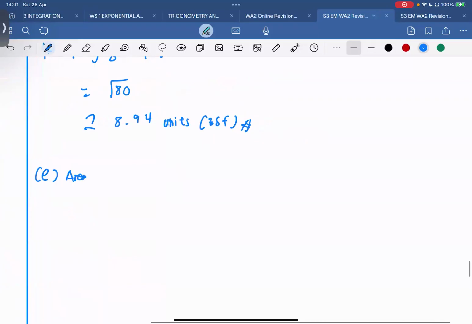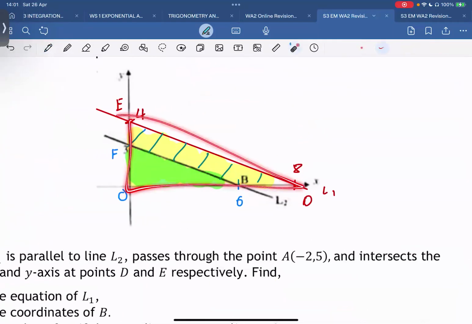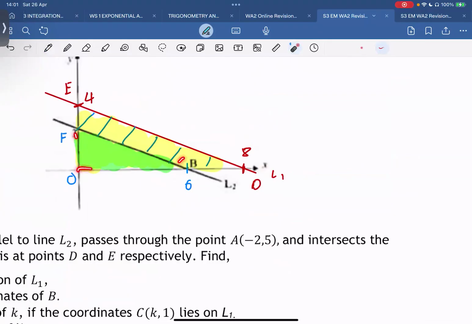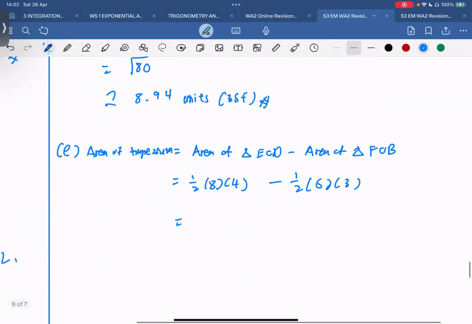Okay, so therefore, area of trapezium equals to area of triangle EOD minus area of triangle FOB. Okay, to find area of triangle EOD, which is the big one, base is 8 units, height is 4 units. So half times 8 times 4. Then area of triangle FOB, base is 6 units, height is 3 units. So half times 6 times 3. And that will give us an answer of 7 units squared.